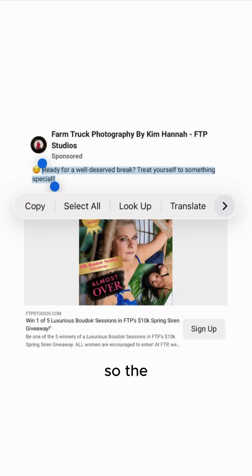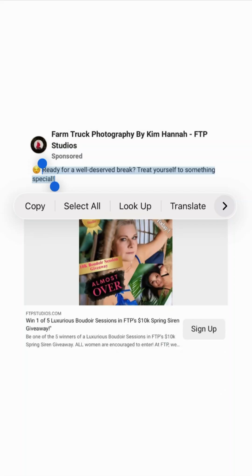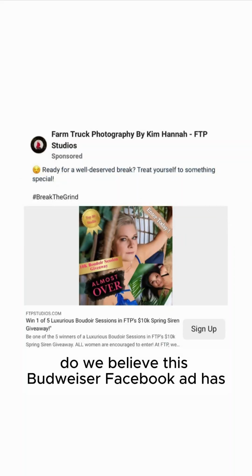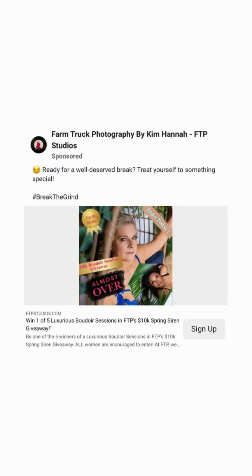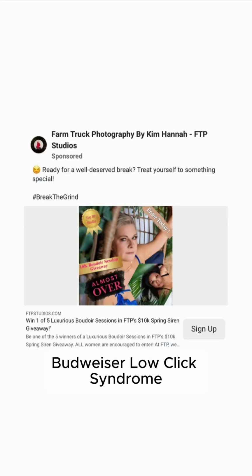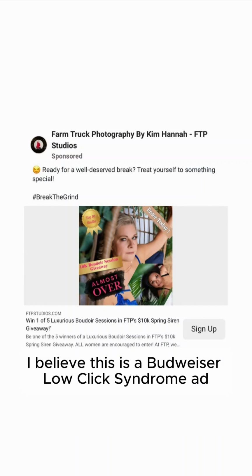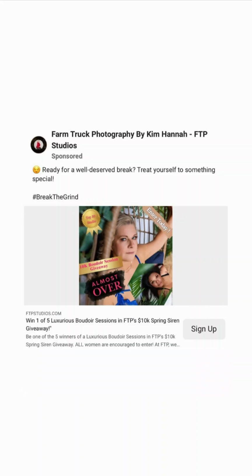So diagnosing this, looking at everything, do we believe this Boudoir Facebook ad has a unique CTRL under 6%, aka has BLCS, Boudoir low click syndrome? So yes, I do. I believe this is a Boudoir low click syndrome ad.